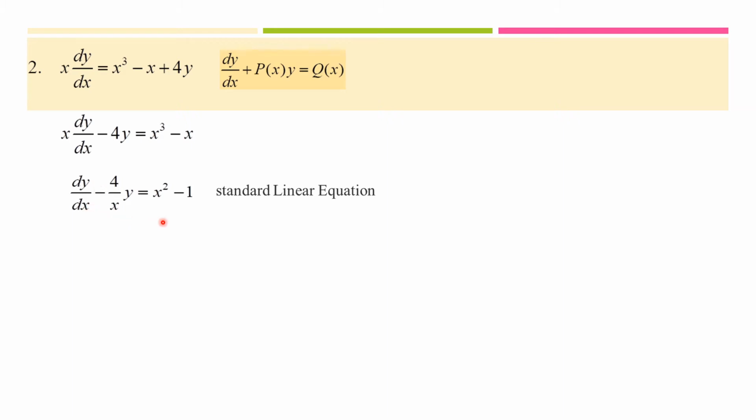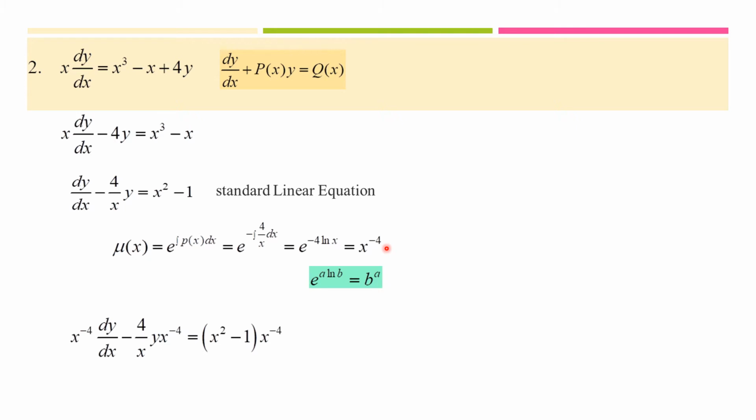So we can proceed by solving this standard linear equation by identifying the p of x. Now p of x is given by negative 4 over x. p of x is the coefficient of y. Substitute p of x in the formula for the integrating factor, e to the integral of p of x dx. Now p of x is negative 4 over x dx. The integration of negative 4 over x dx gives negative 4 ln x, and we know from the formula that e to the a ln b is the same as b to the power of a, and therefore e to the negative 4 ln x is the same as x to the power of negative 4.